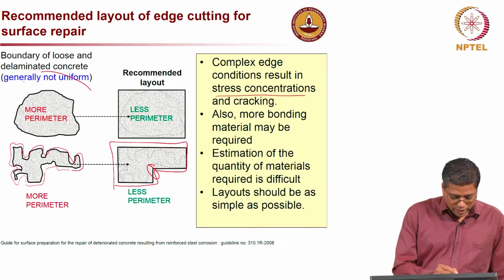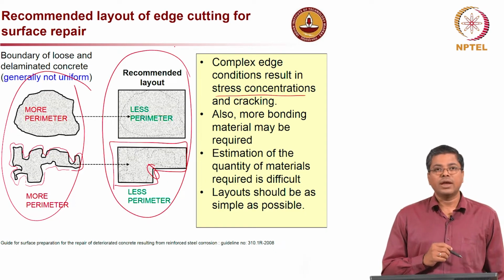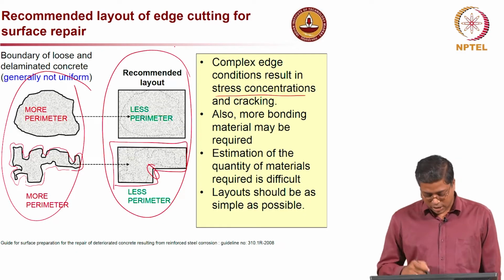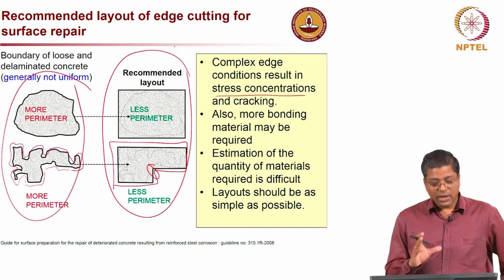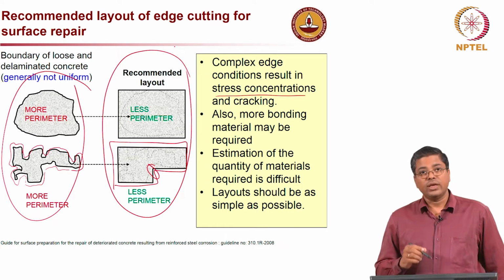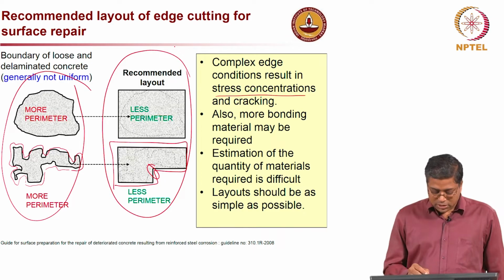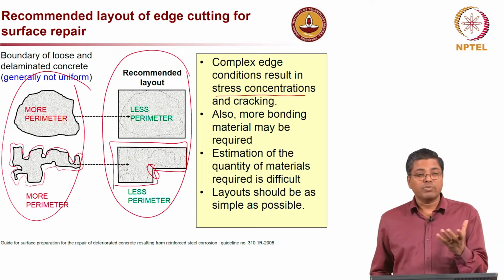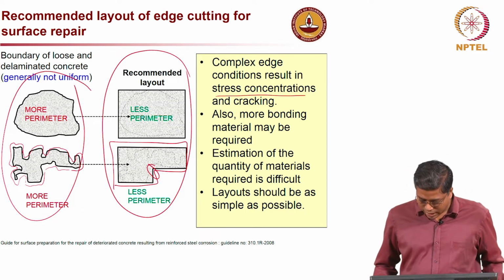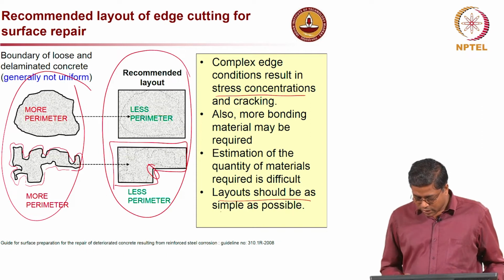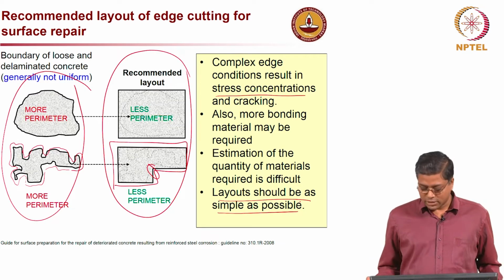So, I am showing here two cases: one with more perimeter, and this is the recommended layout with less perimeter and a well defined shape like a rectangle and an L shape. Also, if you follow the well defined shape, the estimation of the amount of material required to repair is easy to calculate, because the surface area I can define very well, and so the amount of material required can also be defined very well, which is good for both the contractor and the client. And at the end we get a nice, very simple shape that is also aesthetically pleasing.